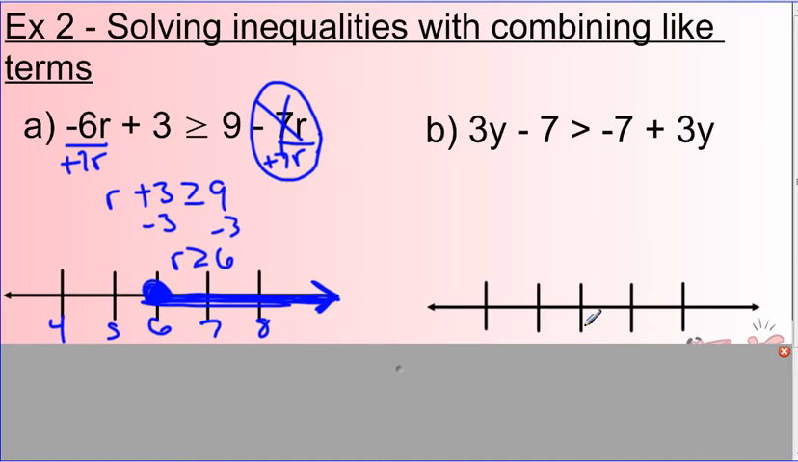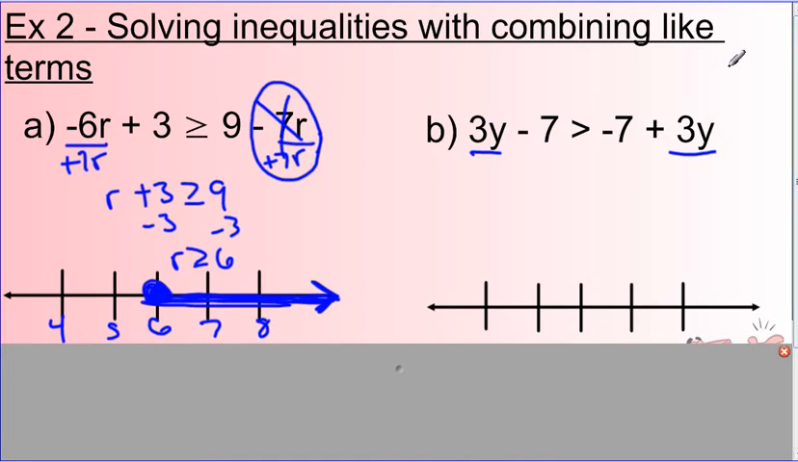Letter B. I do not have any parentheses. I cannot actually combine anything on either side of the problem. Nothing can add or subtract there. So do I have the same variable on both sides? And the answer is yes.